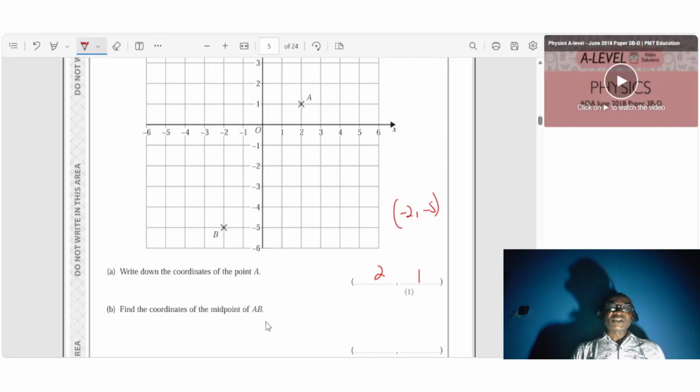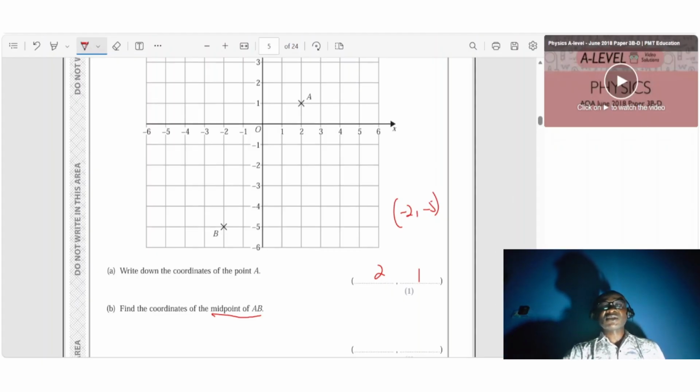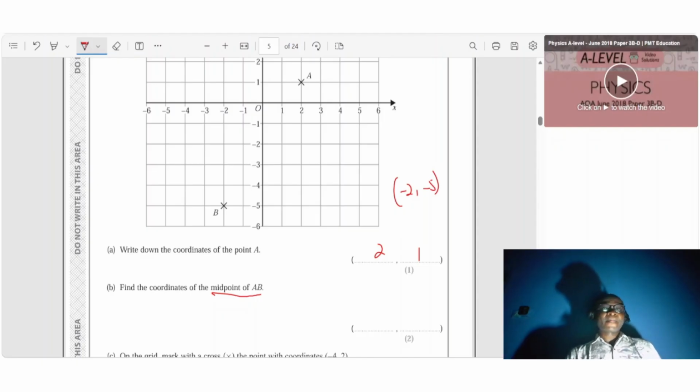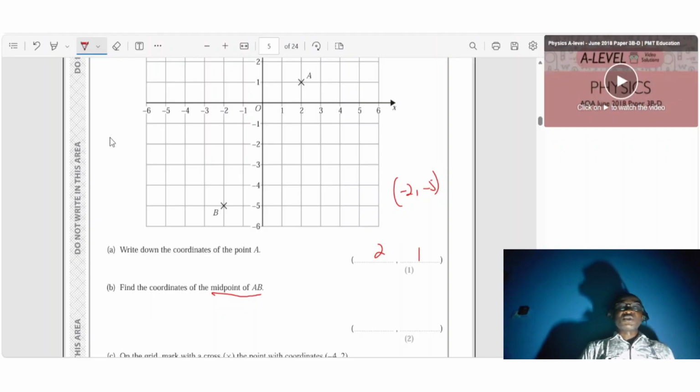Now the question asks, what is the coordinate of the midpoint of AB? That is from A to B. What will be the coordinate of the middle point? That is what question B is asking. Any idea on how to find the coordinate of the middle point? Look at what you do. You do x1 plus x2 divided by 2, comma, y1 plus y2 divided by 2. That will give you the coordinate.